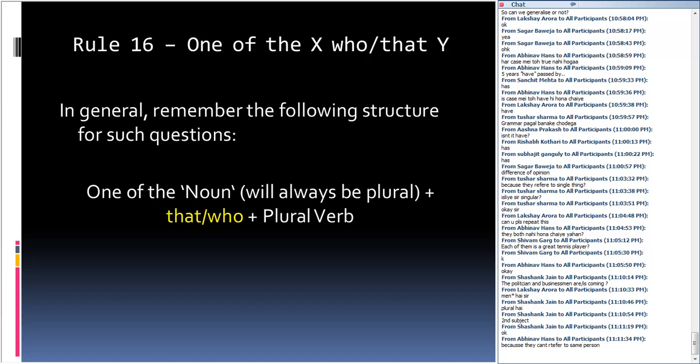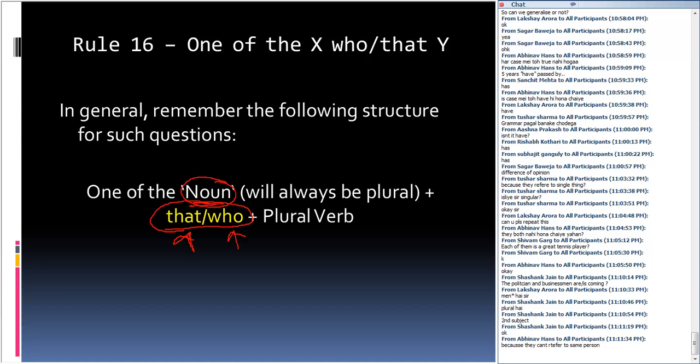ऐसे होगा: one, he is one of the, then there will be a noun. This noun will be plural. He is one of the students. He is one of the actors. ठीक है ना? There will be a noun here. उसके बाद ये दोनों में से कोई एक word होना बहुत जरूरी है. Either there is the word that or there is the word who. इन दोनों में से कोई एक word होना जरूरी है.